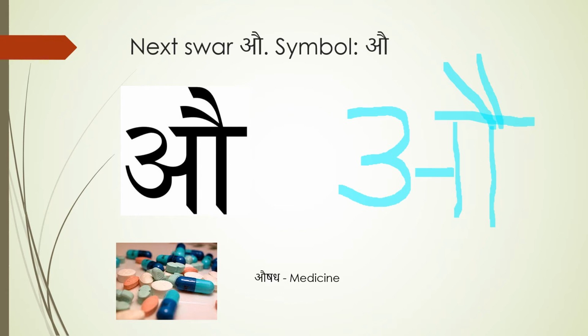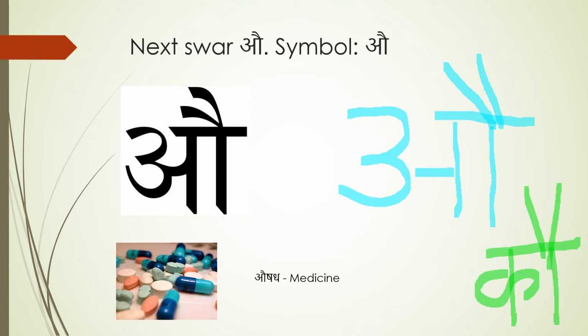An example with a consonant. Let's start with our K. First write the K, standing line beside it to make it a Ka, top line to connect the two, and then two slanting lines going towards the margin to make it a Kau. An example of Au, Aushad, which is medicine.